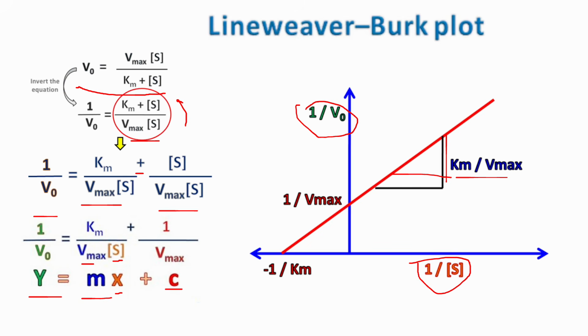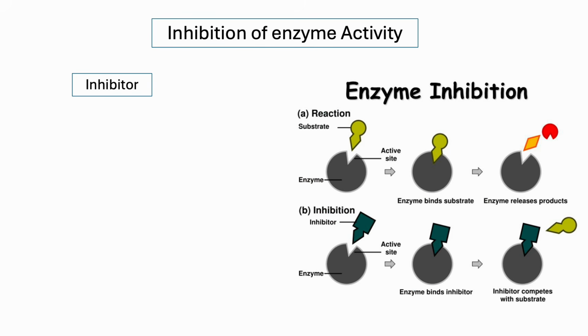This is called a Lineweaver-Burk plot or double reciprocal plot. Let's talk about the inhibition of enzyme activity. Why does an enzyme need to be inhibited sometimes? To regulate enzyme activity, to activate it or to inhibit it on the basis of the biochemical reaction. This is very important, and our different pathways need this.